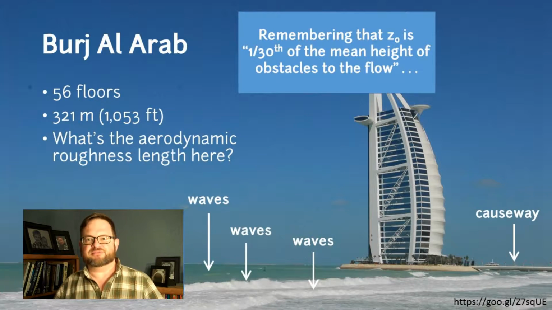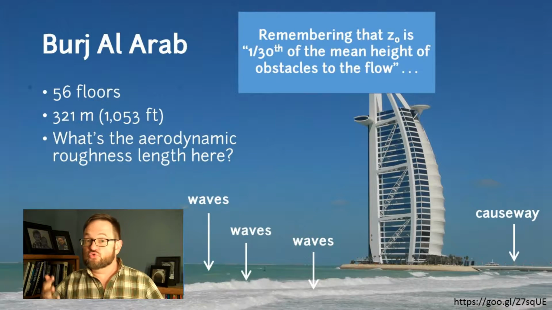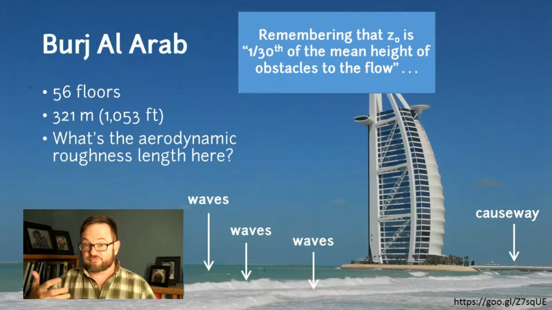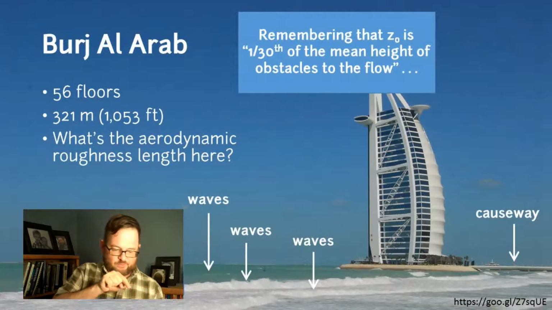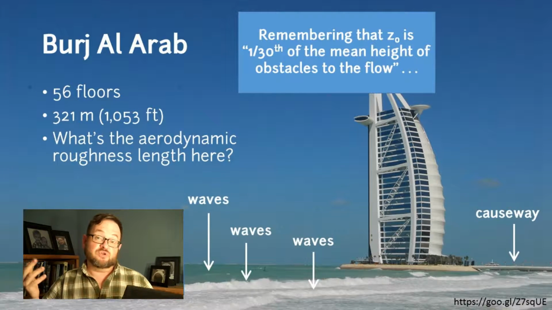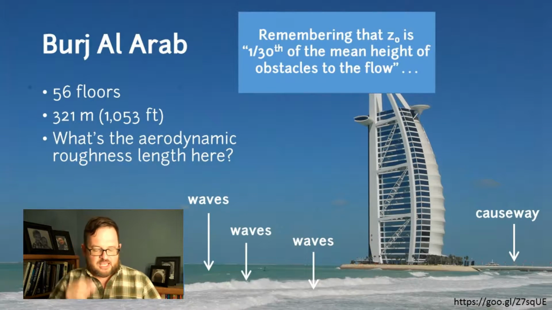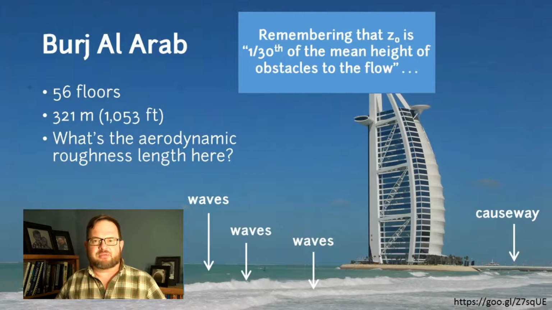Well, I see some obstacles to the flow. Winds near the surface are going to have to adapt to the low-level friction associated with, oh, I see some waves right there. I could probably study this from an oceanographic point of view and come up with typical wave heights at this location in the Persian Gulf. And oh look, there's a causeway out to this little island. That probably has some aerodynamic roughness length, some mean height associated with it. I better take that into account if I'm thinking about the wind in this area.